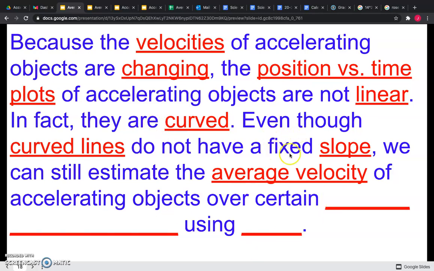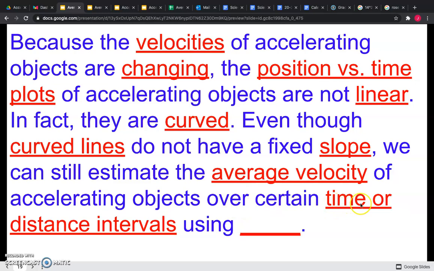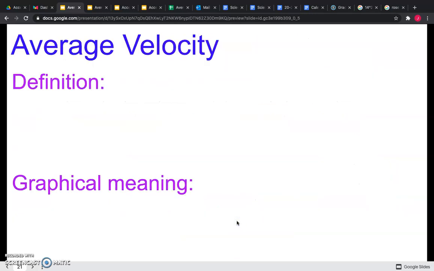Okay, so even though curved lines do not have a fixed slope, we can still estimate the average velocity of accelerating objects over certain time or distance intervals using slope. So basically we're going to be able to say from this time to this time what the average velocity of an object is, or from this distance to this distance what the average velocity is. So we'll go through some examples of that in a second here. First, I just want to define average velocity.